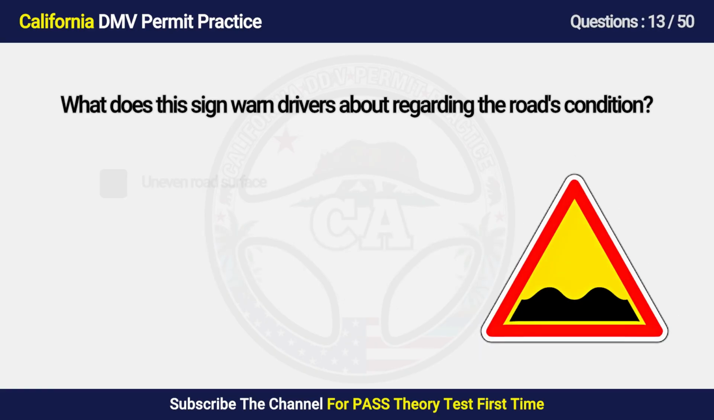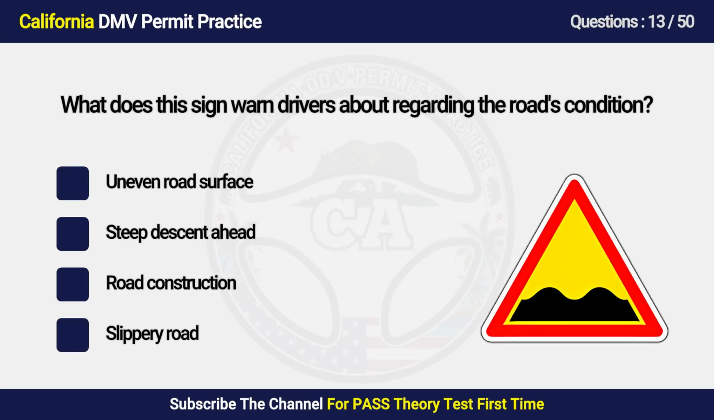Question 13. What does this sign warn drivers about regarding the road's condition? A, uneven road surface. B, steep descent ahead. C, road construction. D, slippery road.